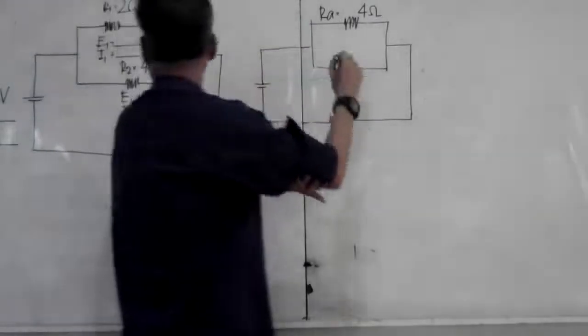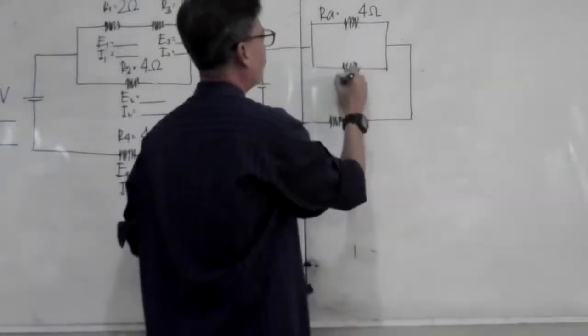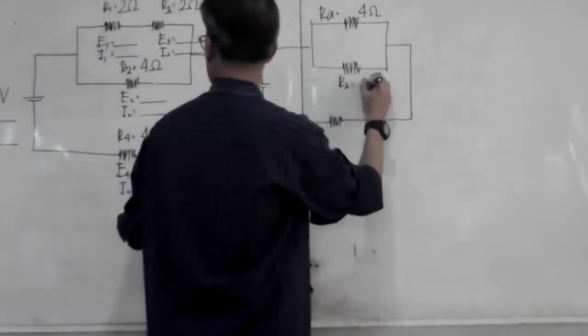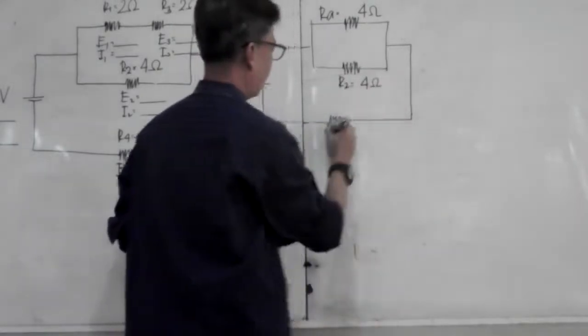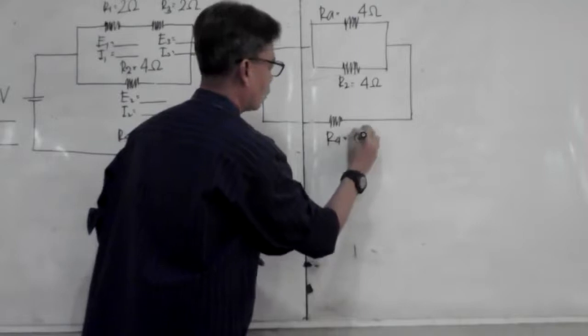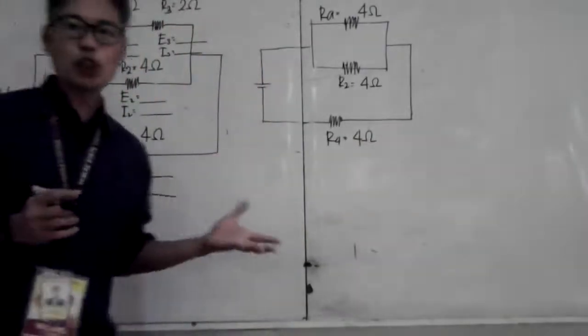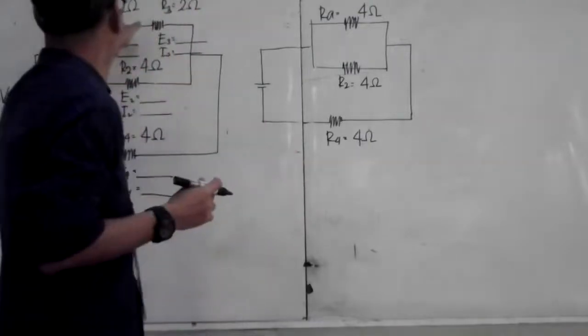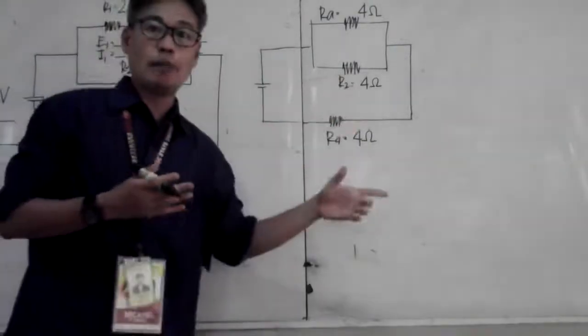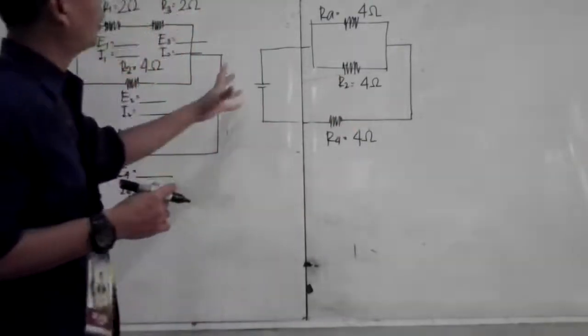Next, we copy your R2 is equal to 4 ohms and your R4 is equal to 4 ohms. So, I think that's clear. No? So, first, to compress is R1 and R3. Yun ang unang compress natin. So, look at the figure again.